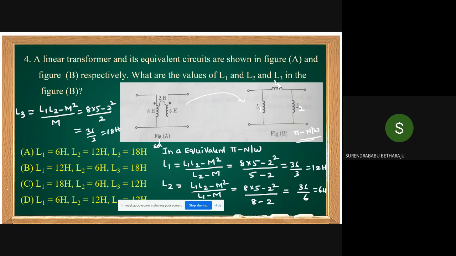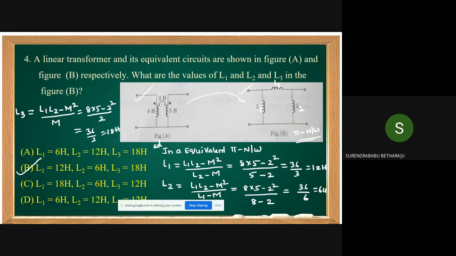Then which option is correct, friends? 12, 6, 18. Which option is correct? Option B is correct. Yes, this is the equivalent pi network. How to convert the coupled circuit into a pi network? I already gave the formulas for the T network also. But here it is a mutually aiding connection.